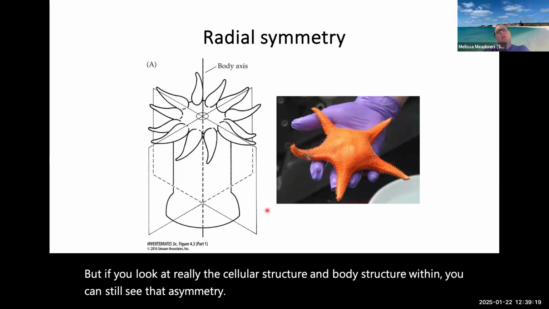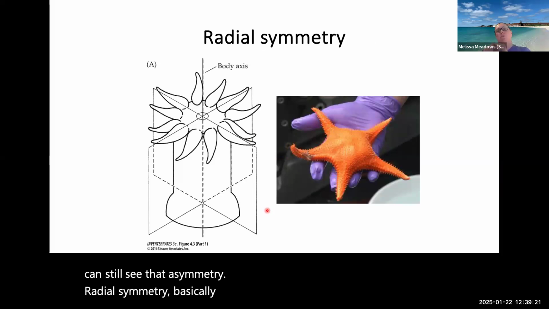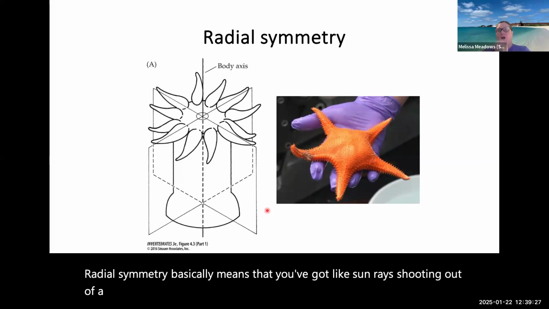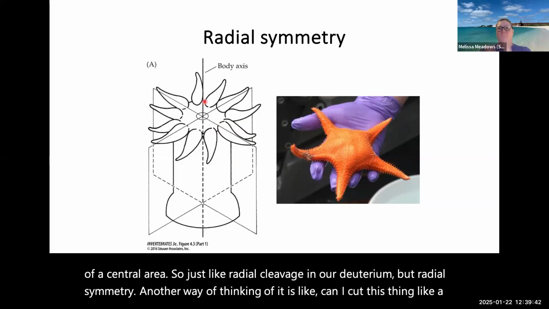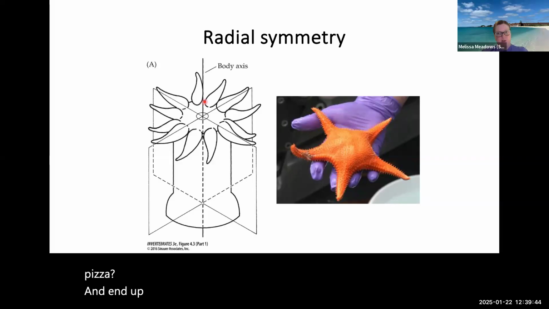Radial symmetry basically means that you've got sun rays shooting out of a central area, just like radial cleavage in our deuterostomes. But another way of thinking of it is: can I cut this thing like a pizza and end up with more than 2 equal parts?